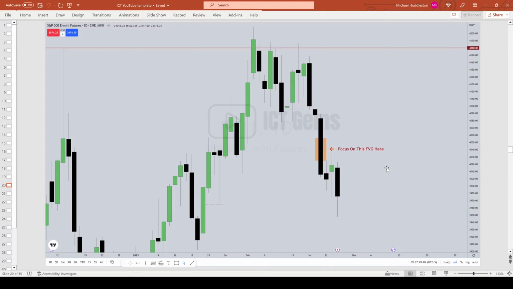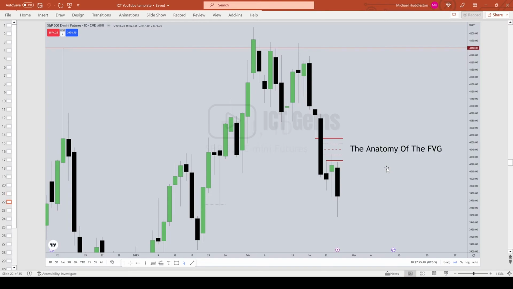Focus on that fair value gap. Do you see anything that stands out? Anything that's important? Pause the video, think about it. Here is your fair value gap. This is what you're used to seeing. High frequency trading algorithms will take that inefficiency there and bust it up into quadrants.